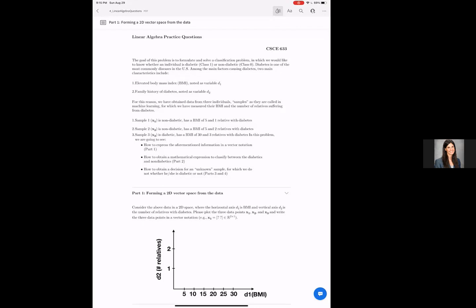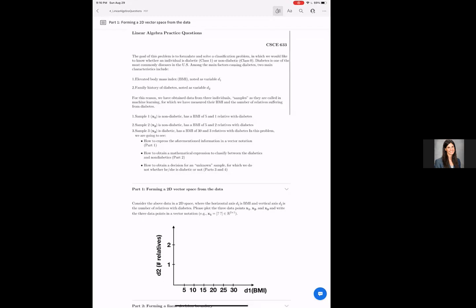So in this problem, we are going to express this information in a vector notation. We are going to obtain a mathematical expression to classify between diabetic and non-diabetic individuals based on BMI and family history of diabetes. And finally, we are going to obtain a decision for an unknown person for whom we have the BMI and family history, but we do not know the diabetes outcome.